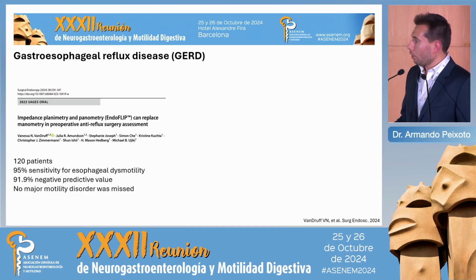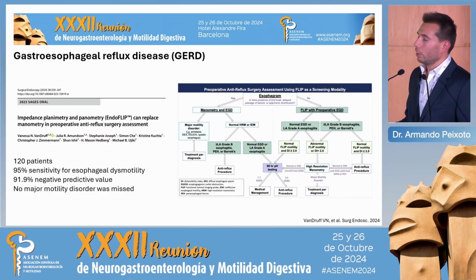And the ENDOFLIP in these studies showed a sensitivity for esophageal dysmotility of 95% and a negative predictive value for major disturbances on high-resolution manometry of almost 92%. And so the authors proposed that in patients with a clear diagnosis of reflux disease on the first endoscopy, with a normal study, they could be referred directly to anti-reflux procedure.